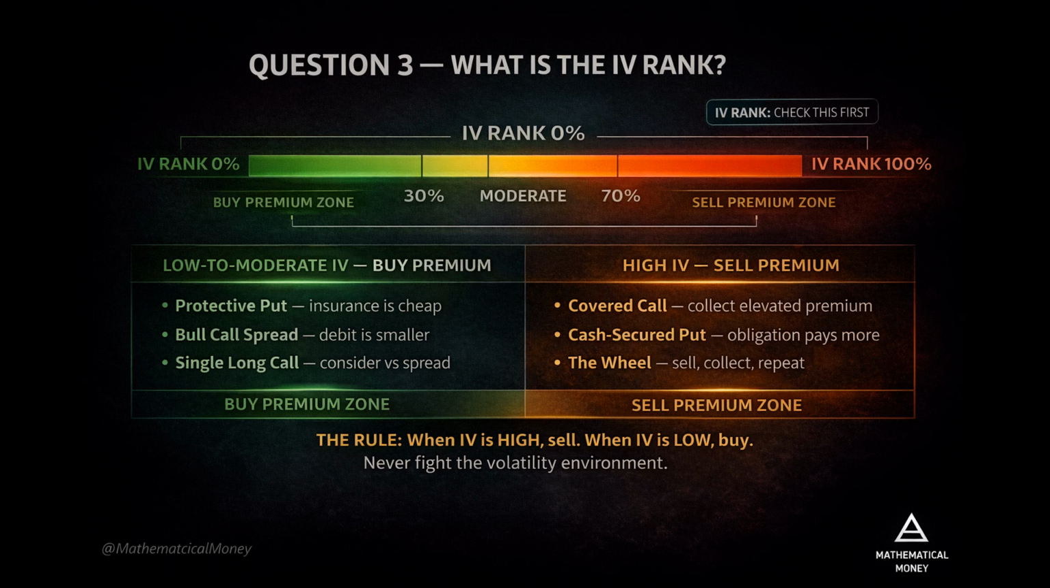When IV rank is below 30%, options are cheap. Selling premium here means collecting less than the norm. This is when buying premium becomes attractive. The protective put costs less when IV is low, reducing the cost of insurance. The bull call spread benefits from low IV environments. The debit paid is smaller and the break-even is closer to the current price.